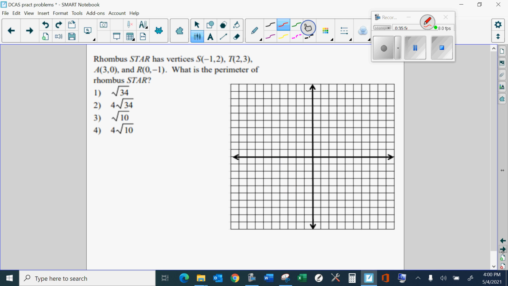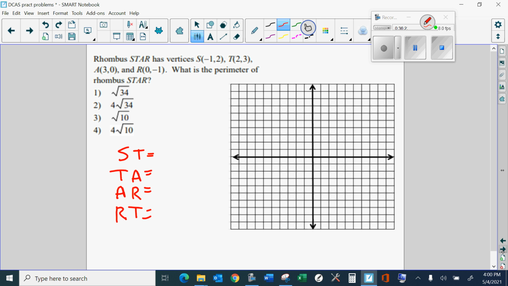Okay, all right, rhombus. They're telling us rhombus. Remember, that's a parallelogram with all four sides congruent. It has those vertices. What's the perimeter of the rhombus? So we just find the distance. From S to T we need, from T to A we need, from A to R we need, and from R to T we need those distances. Remember this, when there's nothing above the S and the T, that means the distance or the length from S to T.